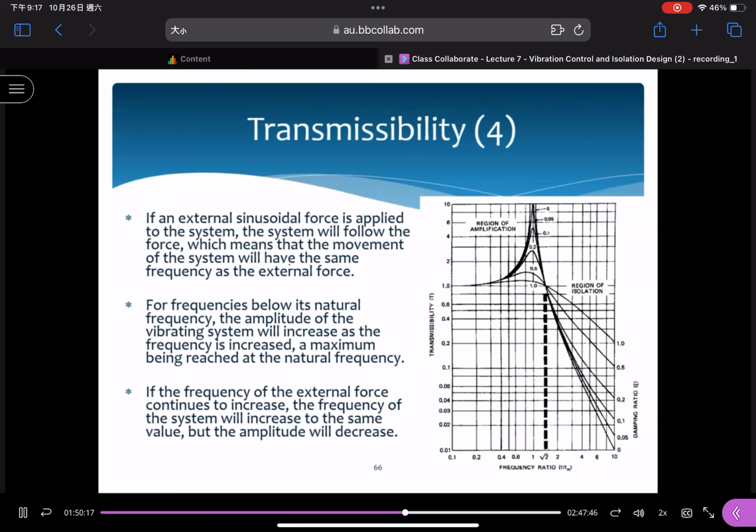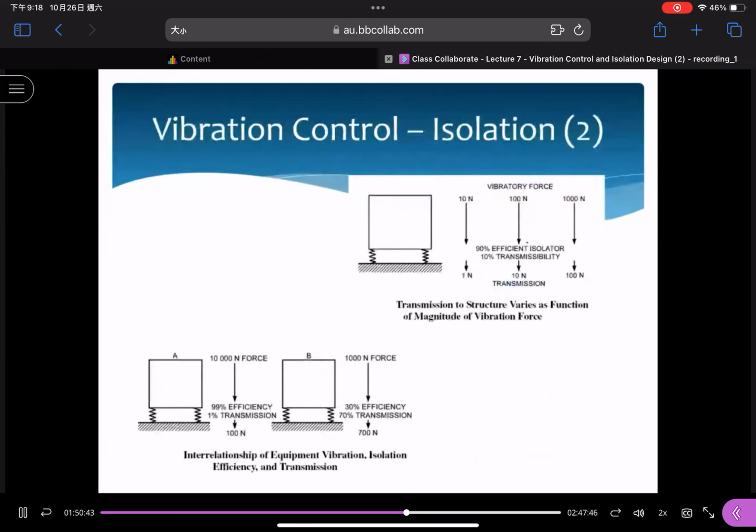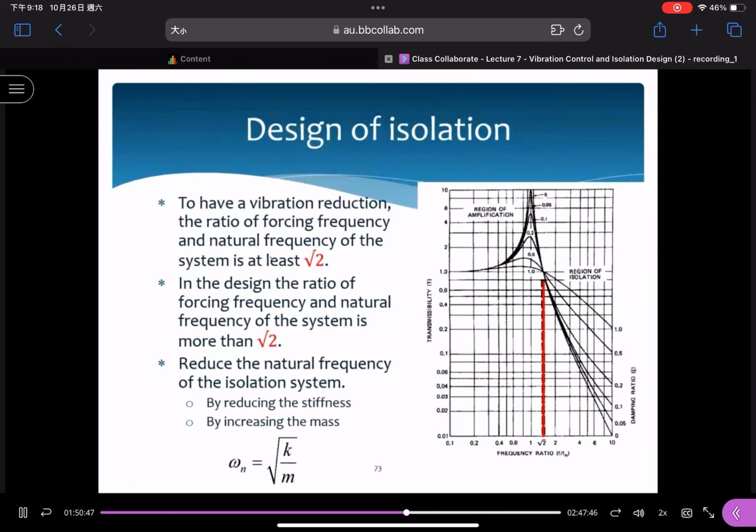Okay, now this is what I mentioned before. According to the statements here, we want to go to the region of isolation, not the region of amplification. What I want to share with you is this one. This is the regional isolation, and this is the regional amplification. Sorry. Okay, now let's go to this page first.